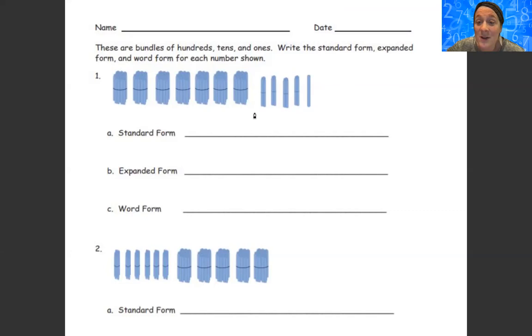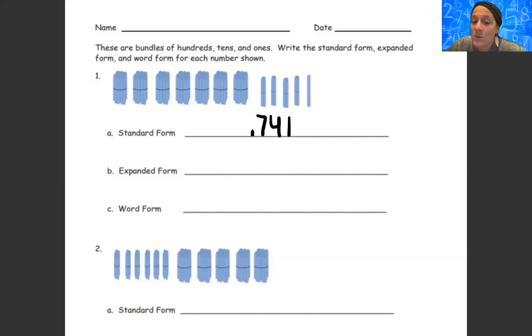Okay, I see some of you doing a great job. So how many ones do we have? Good, we have 1. How many tens? 10, 20, 30, 40. We have 4 tens, which is 40. Good. How many hundreds? 1, 2, 3, 4, 5, 6, 7. We have 7 hundreds, which is 700.